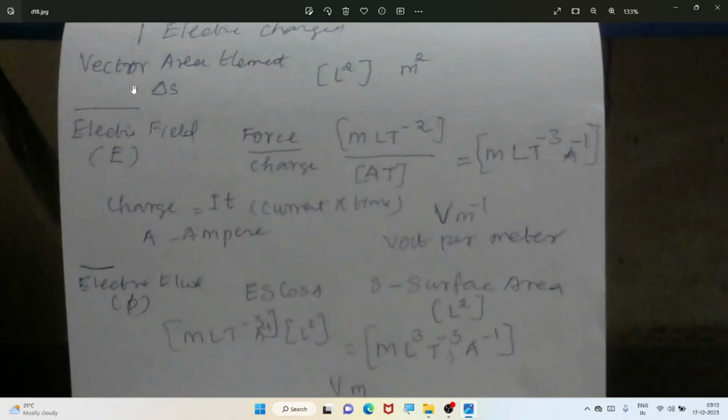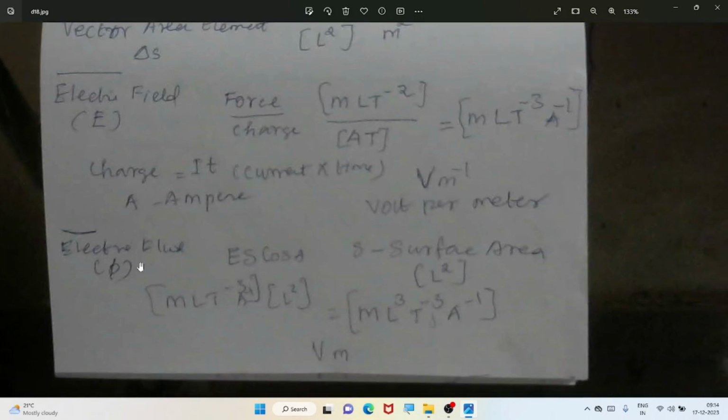Electric charges, vector area element, meter square, that is L square. Electric field, force by charge. Charge equal to current into time, current in ampere into time. Force is MLT, mass into acceleration. So that will give the dimension for the electric field. Electric flux, that is electric field into area.